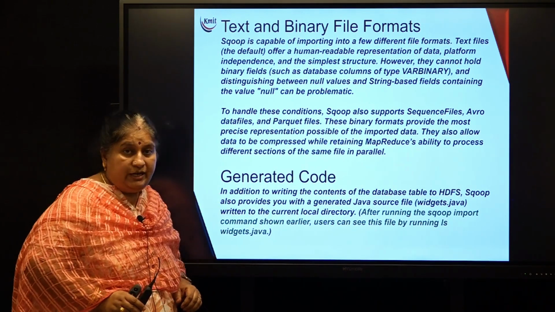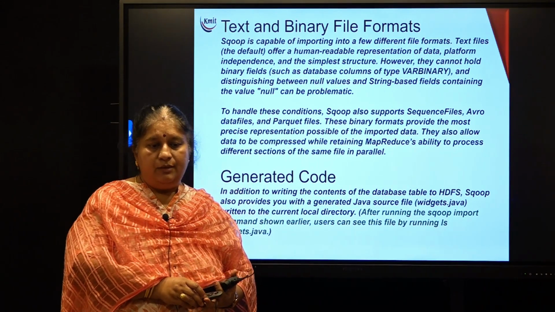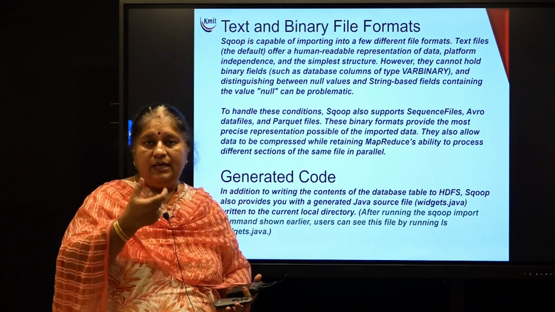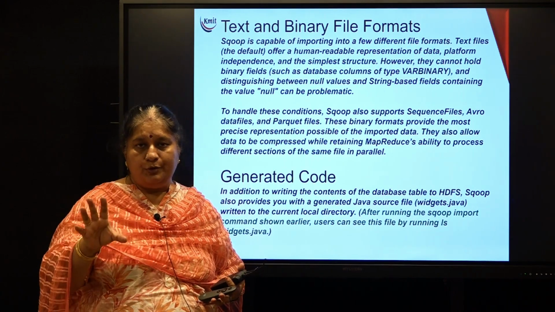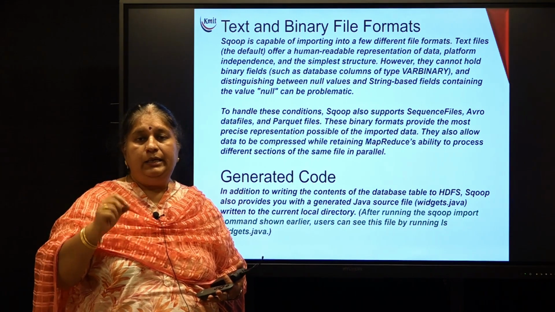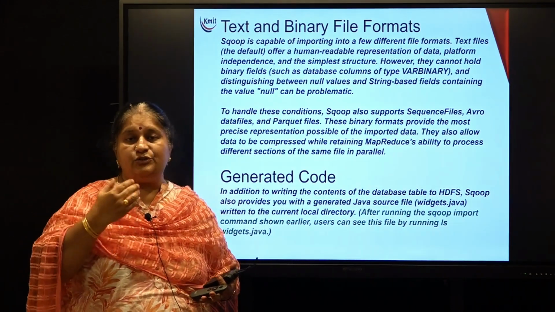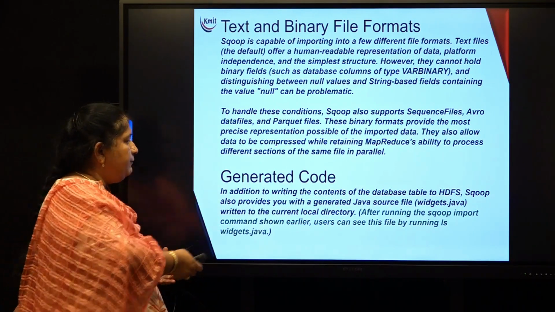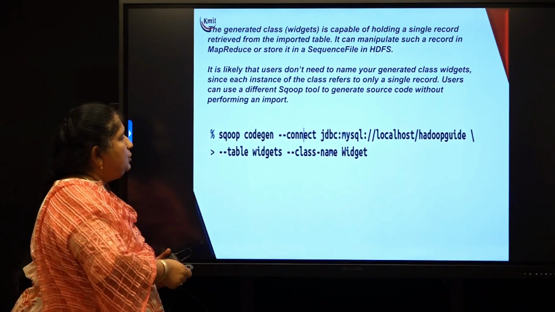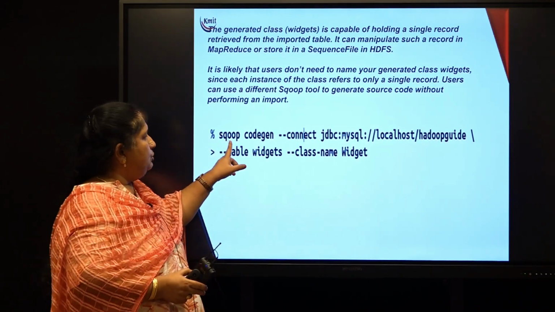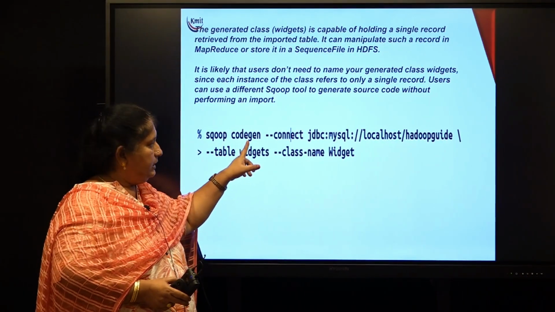Next one, generated code. What is the context of this? I have shown you in the example working with import. Whenever we give the import command, Sqoop internally runs a MapReduce program to execute that command. If you want to see the MapReduce Java code it has generated, you have the option, which we call the generated code. You can see the code using the command sqoop codegen. Codegen stands for code generator.